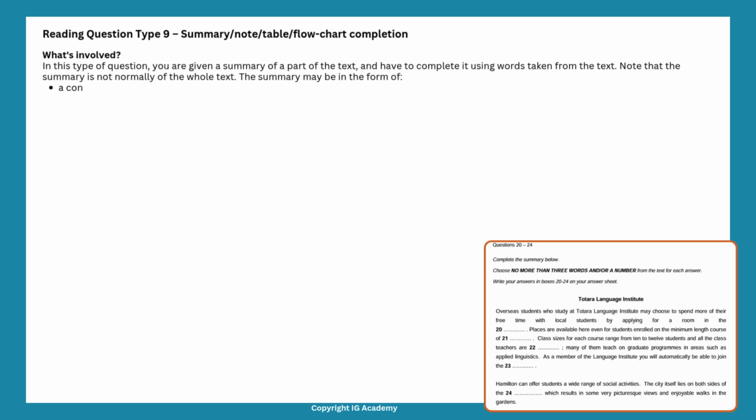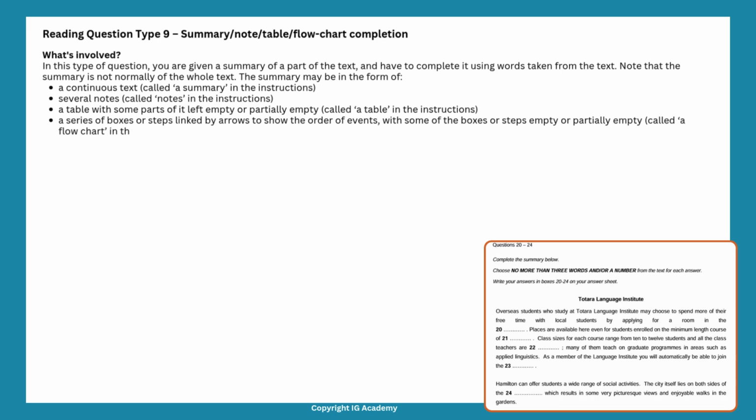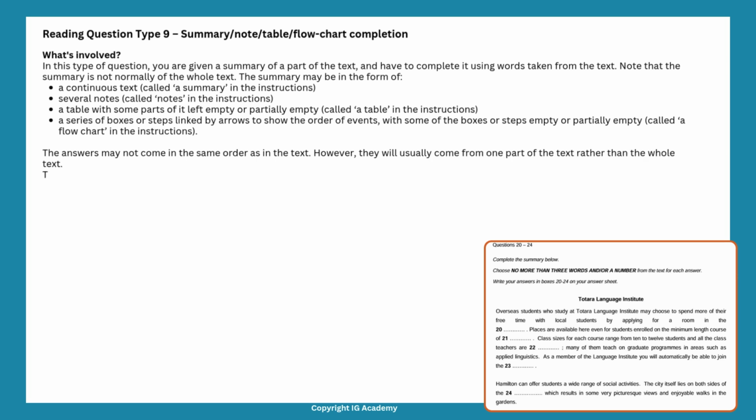The summary may be in the form of a continuous text called a summary in the instructions, several notes called notes in the instructions, a table with some parts of it left empty or partially empty called a table in the instructions, a series of boxes or steps linked by arrows to show the order of events, with some of the boxes or steps empty or partially empty, called a flow chart in the instructions. The answers may not come in the same order as in the text. However, they will usually come from one part of the text rather than the whole text.